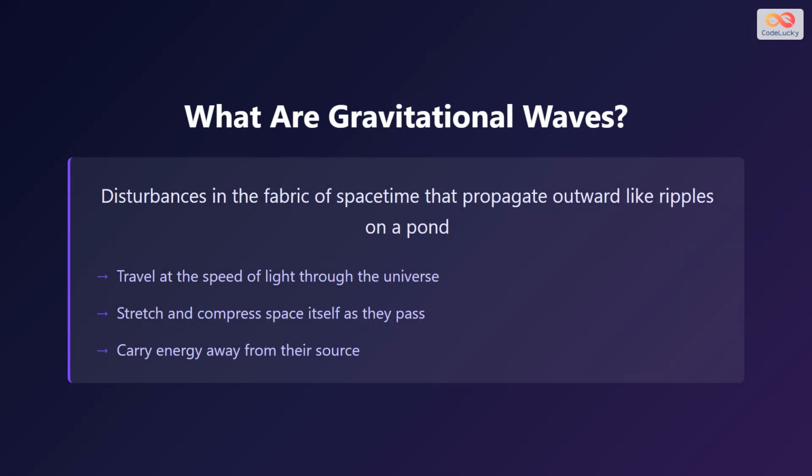Gravitational waves are disturbances in the fabric of spacetime that propagate outward like ripples on a pond. Imagine throwing a stone into still water and watching the ripples spread across the surface. Similarly, when massive objects accelerate in space, they create ripples that spread through spacetime itself. These waves travel at the speed of light through the universe, stretching and compressing space itself as they pass through it. Unlike sound waves or water waves, gravitational waves are distortions of space and time themselves. As they travel, they carry energy away from their source, bringing us information about the most extreme events in the cosmos.